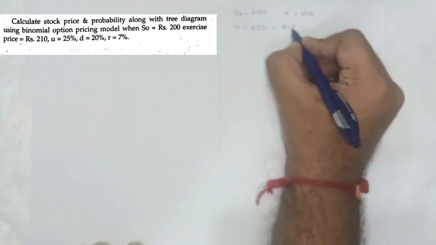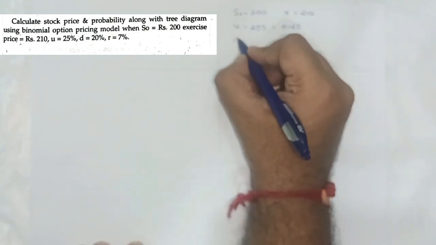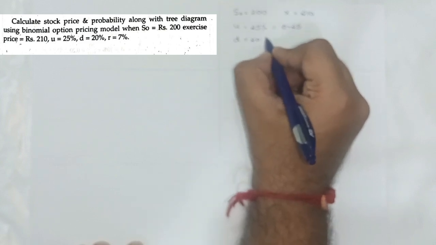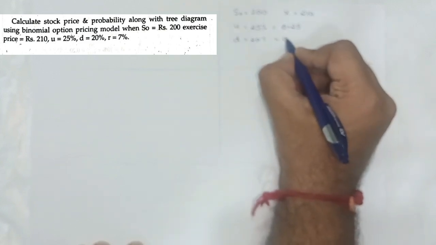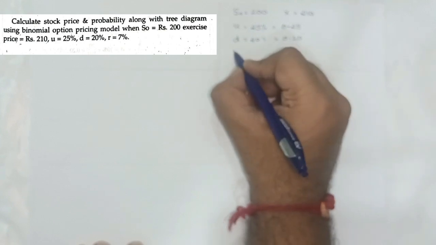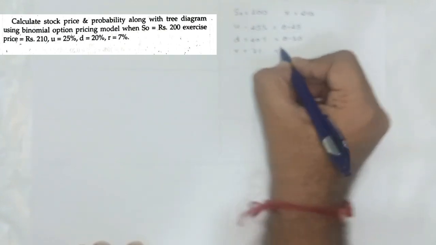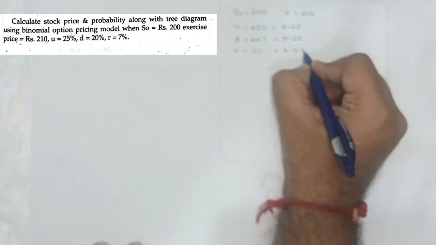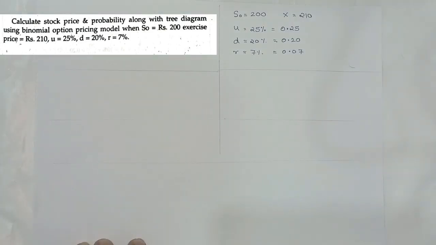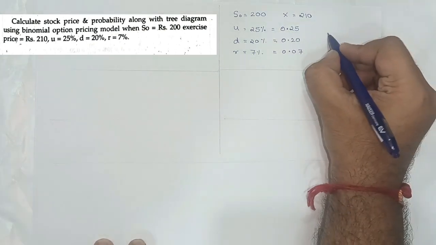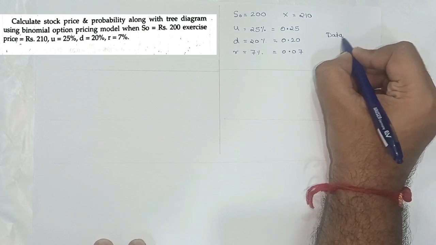So that will become 0.25. The downswing given is 20%. Again, we convert in the point form, it will become 0.20. And the risk-free rate is 7%. We convert in the point form, so we get it as 0.07. Okay. Once we have got the data, this is basically the data which is given from the question.